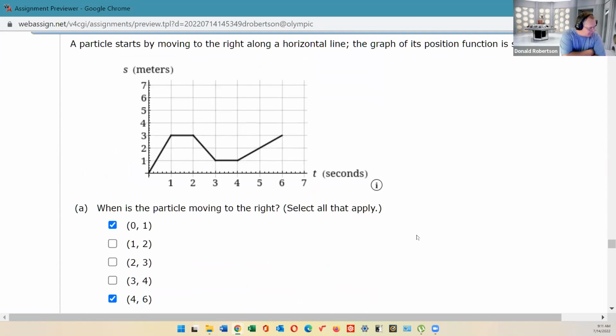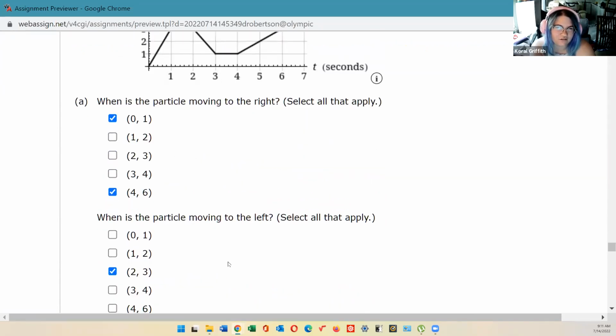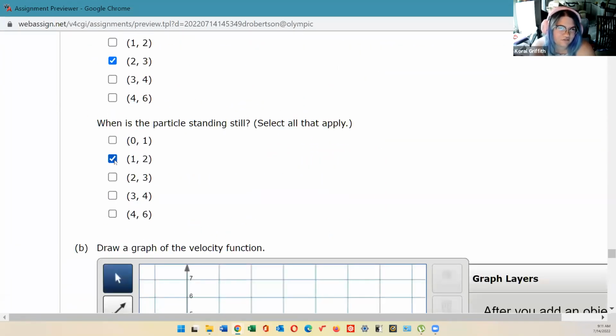Give me an interval when it is at rest, which is just another way of saying not moving. 1, 2. And the other one? 3, 4. Okay. So far, so good.